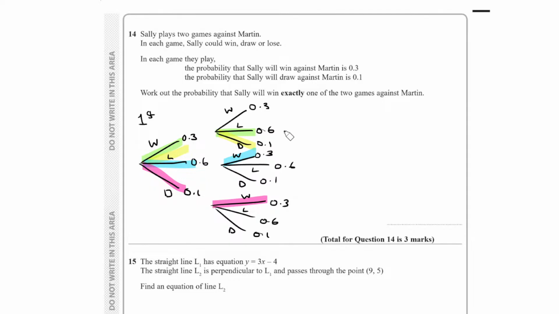Now, between the branches of a tree, you multiply. So for the green one, 0.3 times 0.6. For the yellow one, 0.3 times 0.1. For the blue one, 0.6 times 0.3. And lastly, for the pink one, 0.1 times 0.3. Now you can see they're basically 2 of the same, so luckily you don't have to do too many.